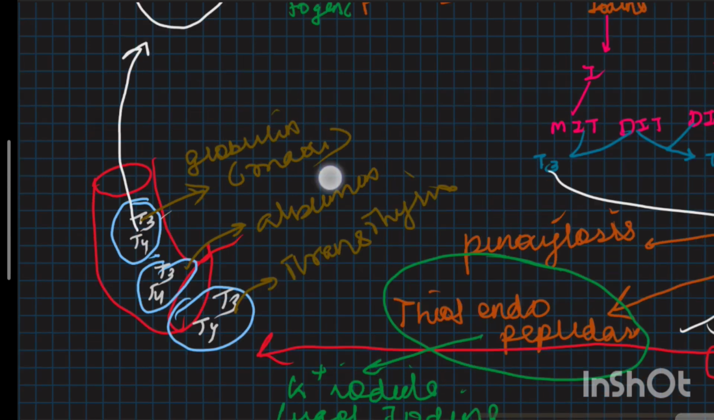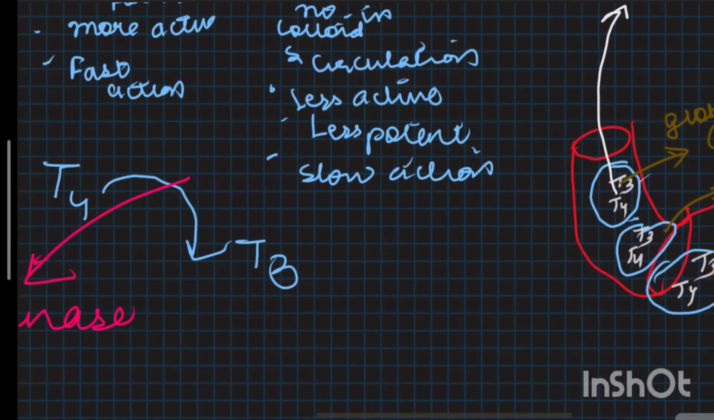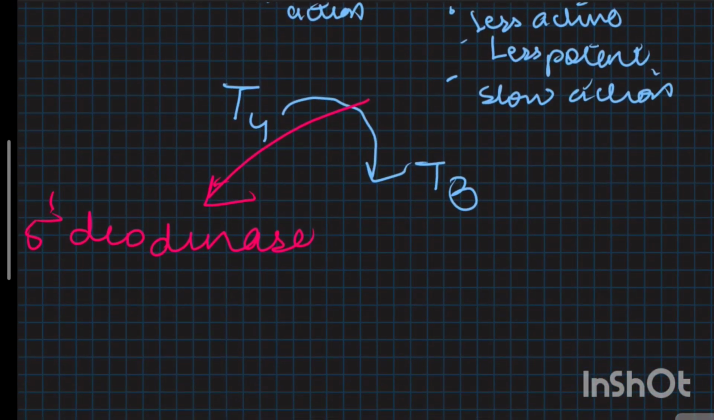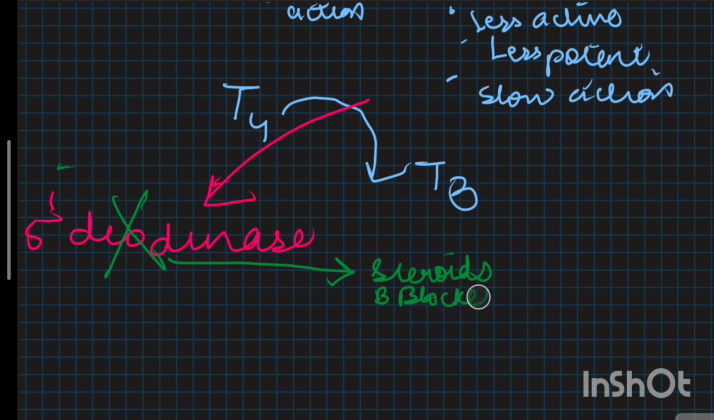Now, what is the other way to inhibit the T4 and T3 effect? There is a drug class which inhibits 5-deiodinase, and the examples are steroids, beta blockers, and amiodarone is also used. It will inhibit the conversion of T4 to T3. Thus it will decrease the thyroid hormone effect in the body.